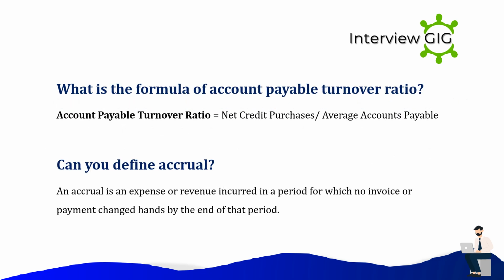What is the formula of accounts payable turnover ratio? Accounts payable turnover ratio equals net credit purchases divided by average accounts payable. Can you define accrual? An accrual is an expense or revenue incurred in a period for which no invoice or payment changed hands by the end of that period.